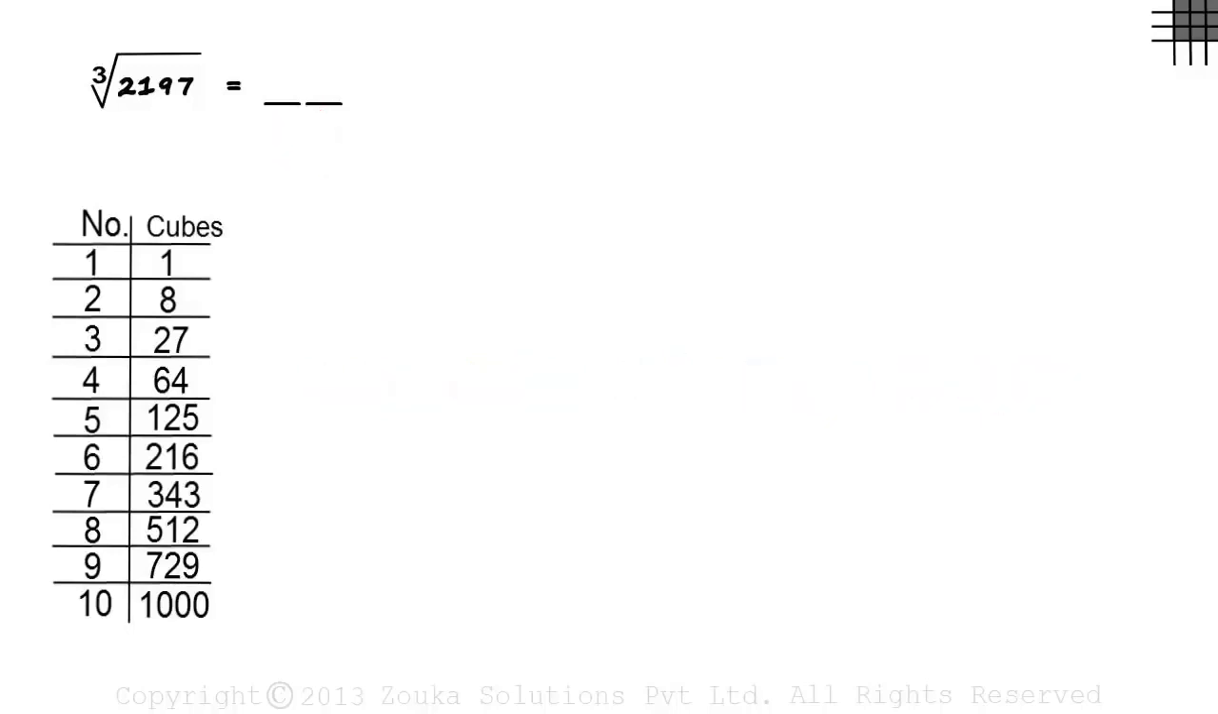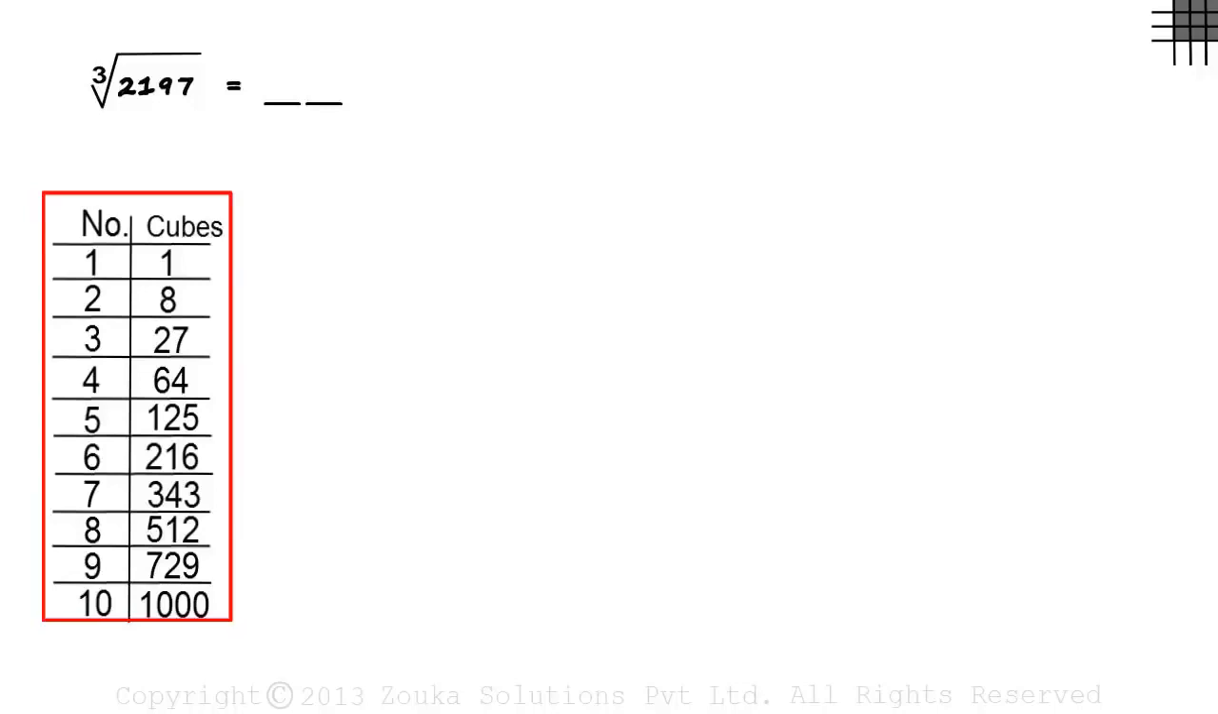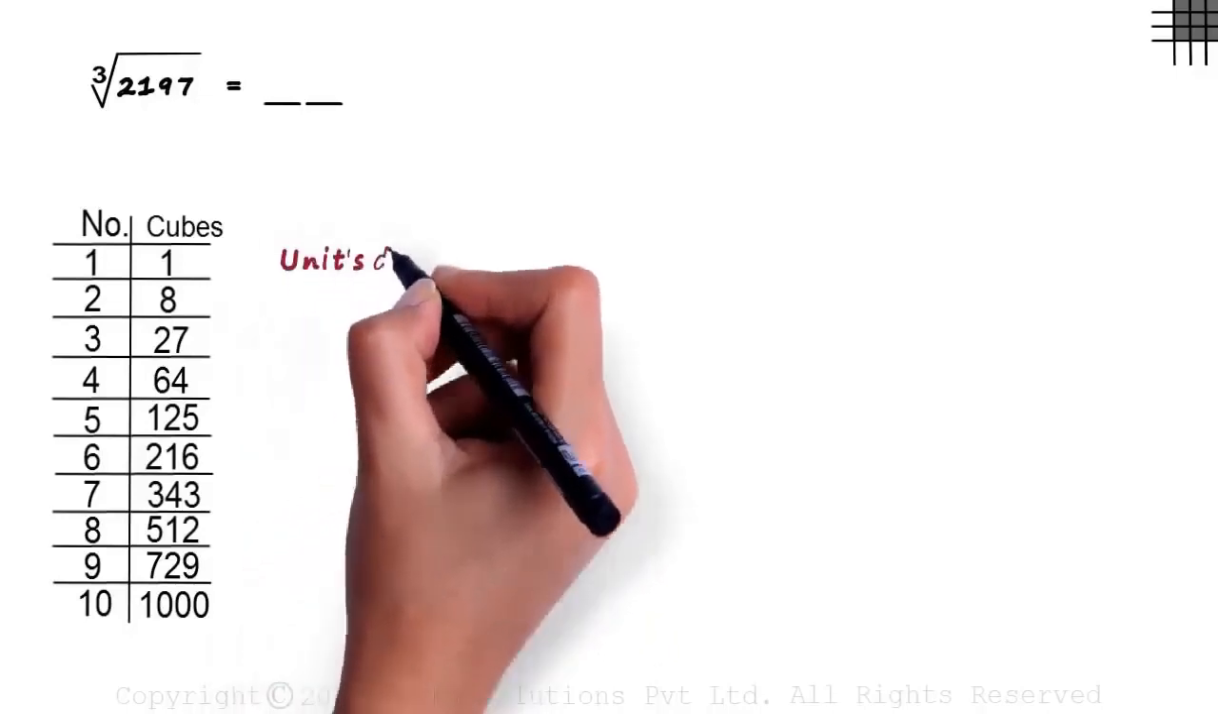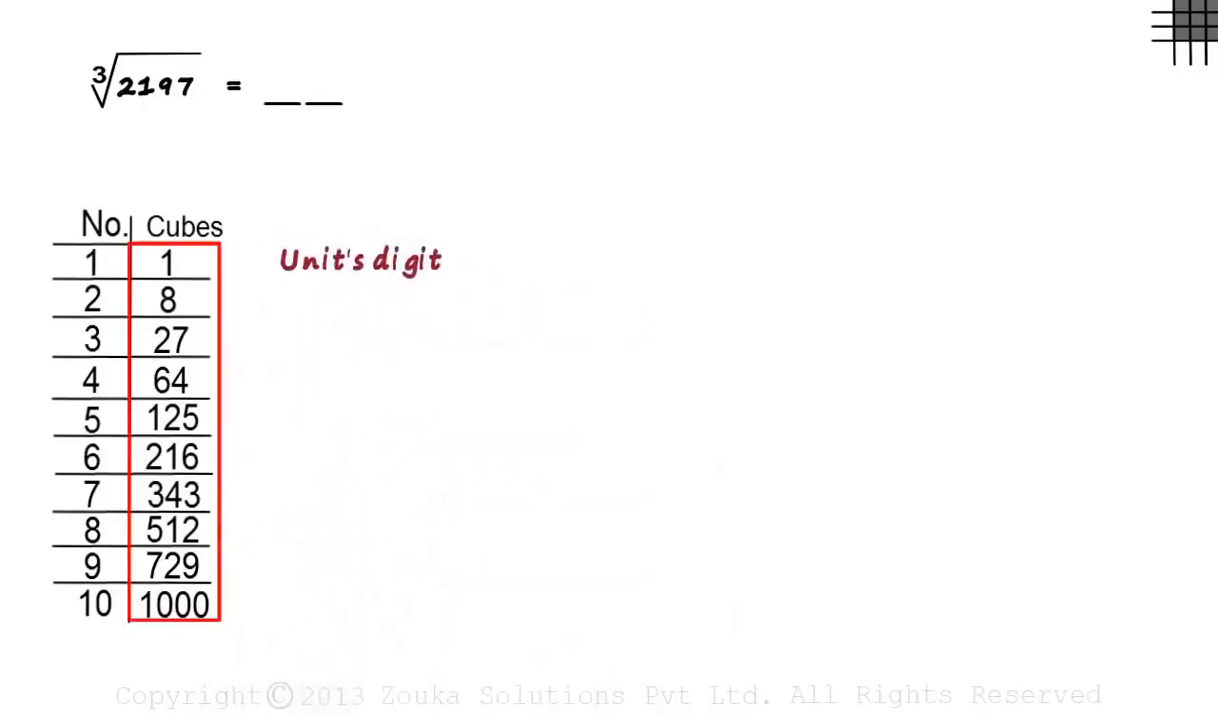So let's move on. Look at this table for a moment and think. Is there anything that stands out? Pause the video and think for a moment. This is what you should have observed. Look at all the units digits of the numbers in the cubes column. They are all different from each other. All numbers from 0 to 9 are covered: 0, 1, 2, 3, 4, 5, 6, 7, 8, and 9. Knowing this fact will help you understand the first step in our method.